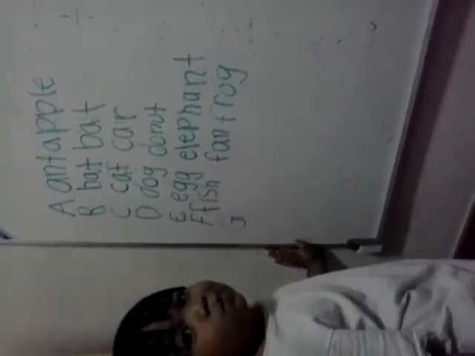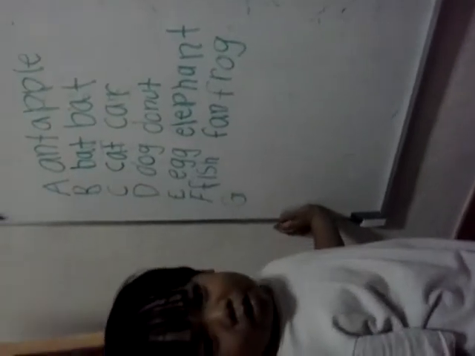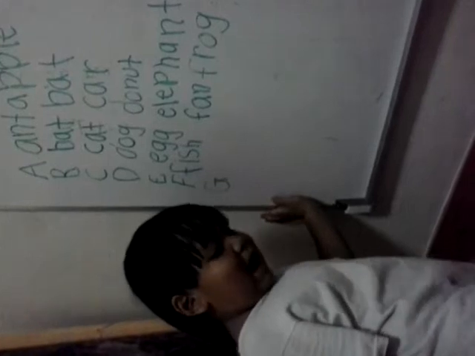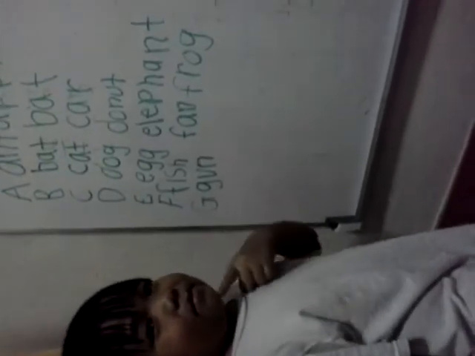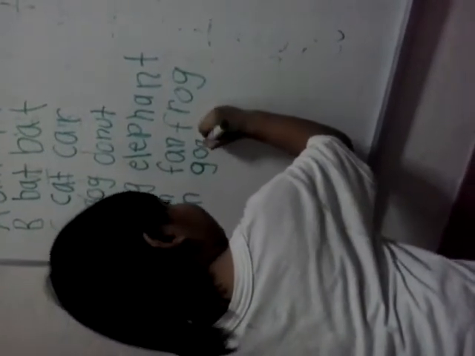What do I get with G? What begins with G? G is for grass. Gun. G-U-N. What else do I get with G? I don't know. Goat. Goat. That's right, Mom. You can remember. Thank you very much. G-O-A-T. Okay. Write small, okay? Write big. Okay, teacher.